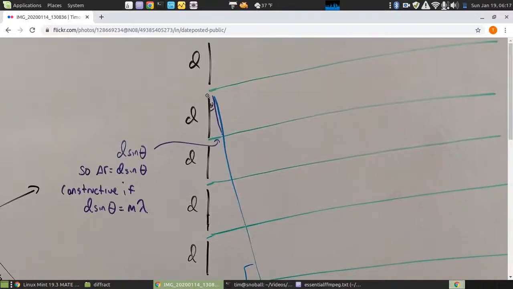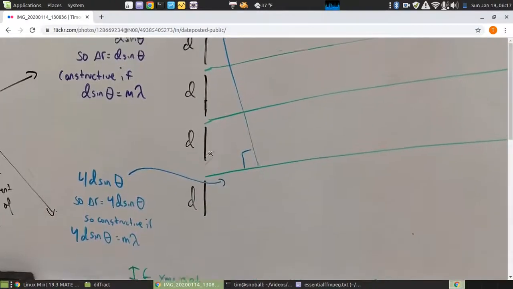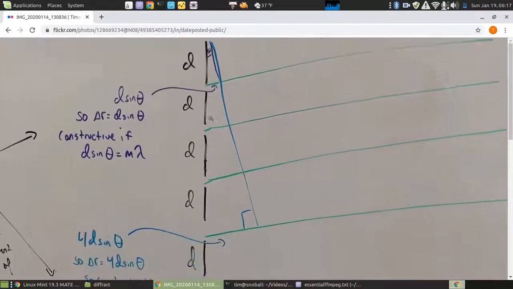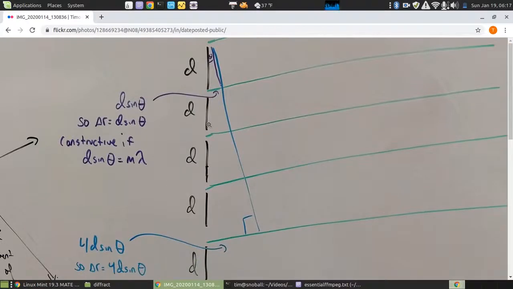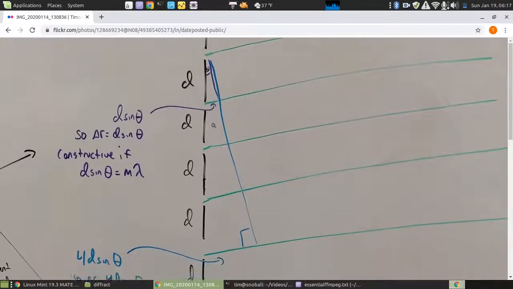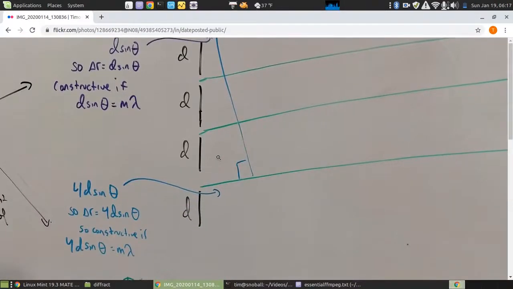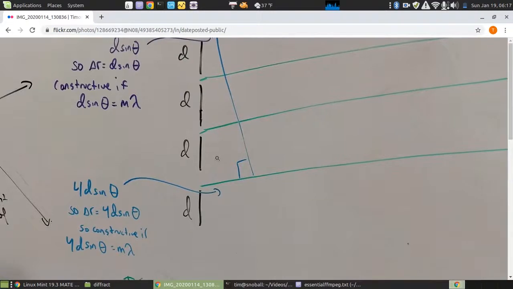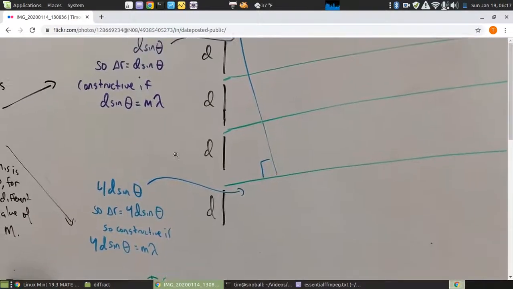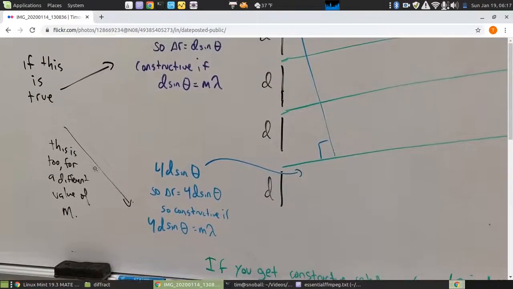But check this out. We can also have constructive interference between slits that are not next to each other, like maybe this one and this one. Well, in this case, the distance between them is 4d. And if the rays of light are going to the same spot on the screen, their path length difference will be 4d sine theta. So in this case, 4d sine theta must be m lambda. And here's the catch. If this is true, so is this, just from a different value of m.